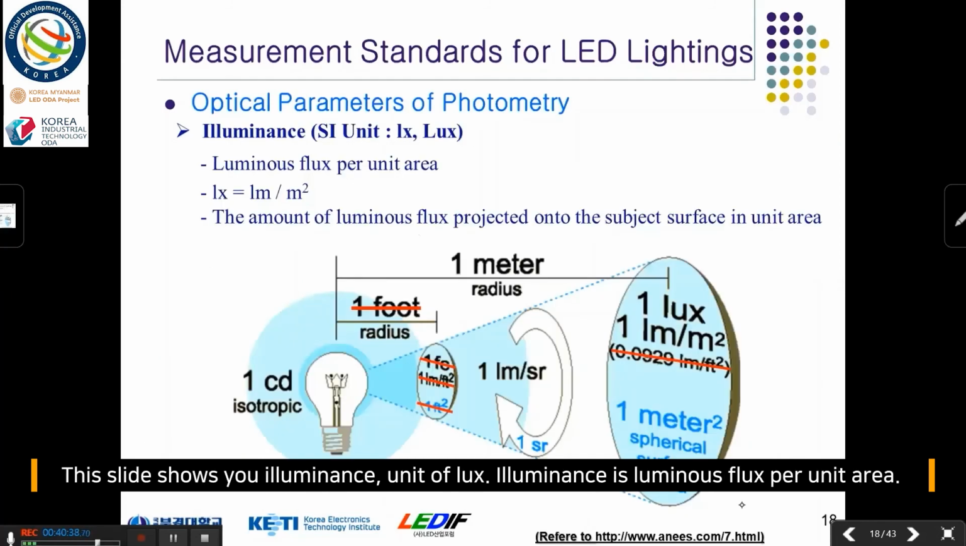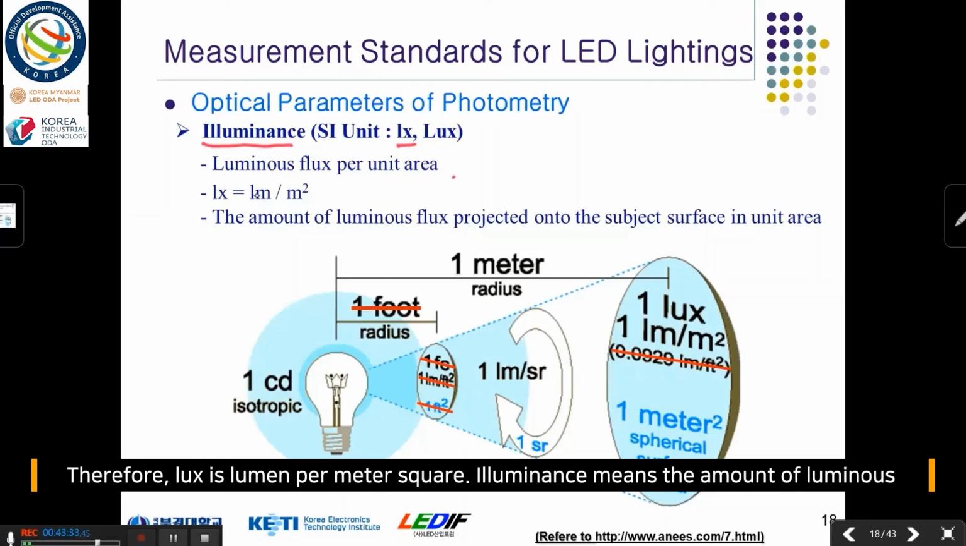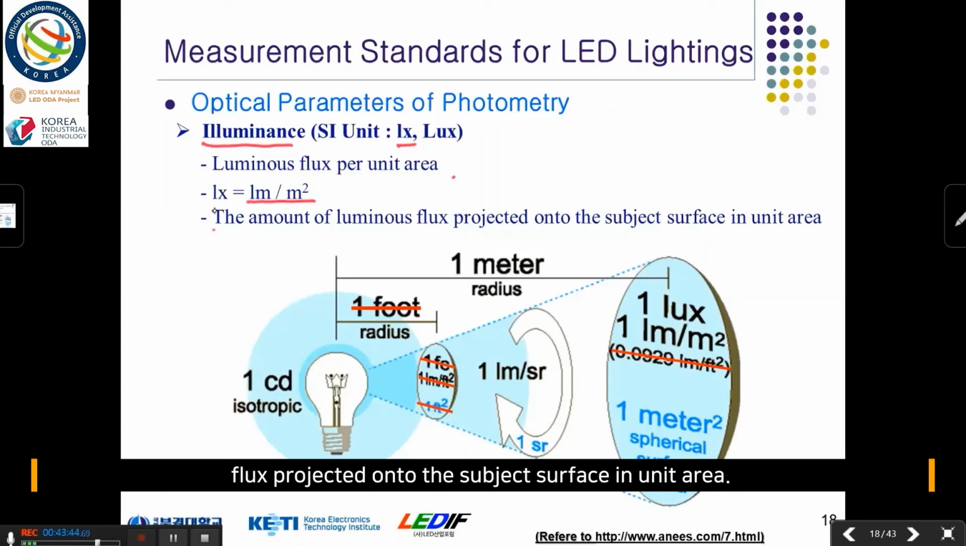This slide shows you illuminance, unit of lux. Illuminance is luminous flux per unit area, therefore lux is lumen per meter square. Illuminance means the amount of luminous flux projected onto the subject surface in unit area.